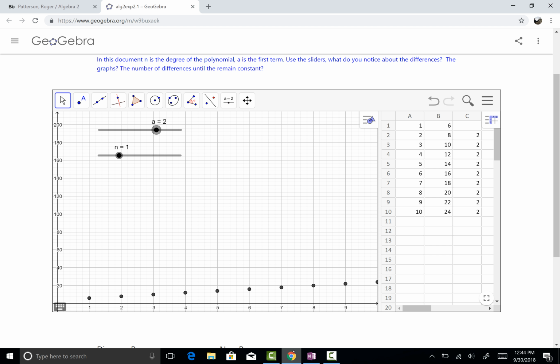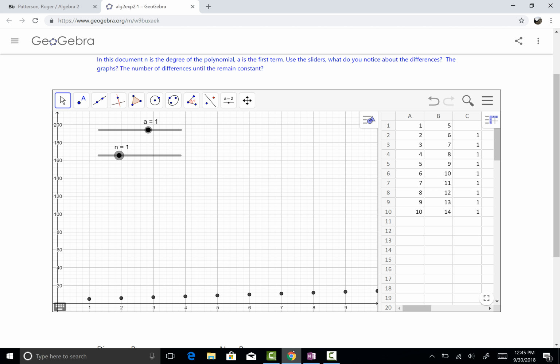Okay. If we change this a value to 2, we notice that it's still linear. It still takes one set of differences to be all constant, but the constant values are 2. So maybe we can make a prediction, right? What happens if we make this 4, for example? Oh, well, look at that. Or 5. Look at that. Can we try negatives? Look at that. So we can see there's some sort of pattern going on there, okay? We'll move this back to 1.